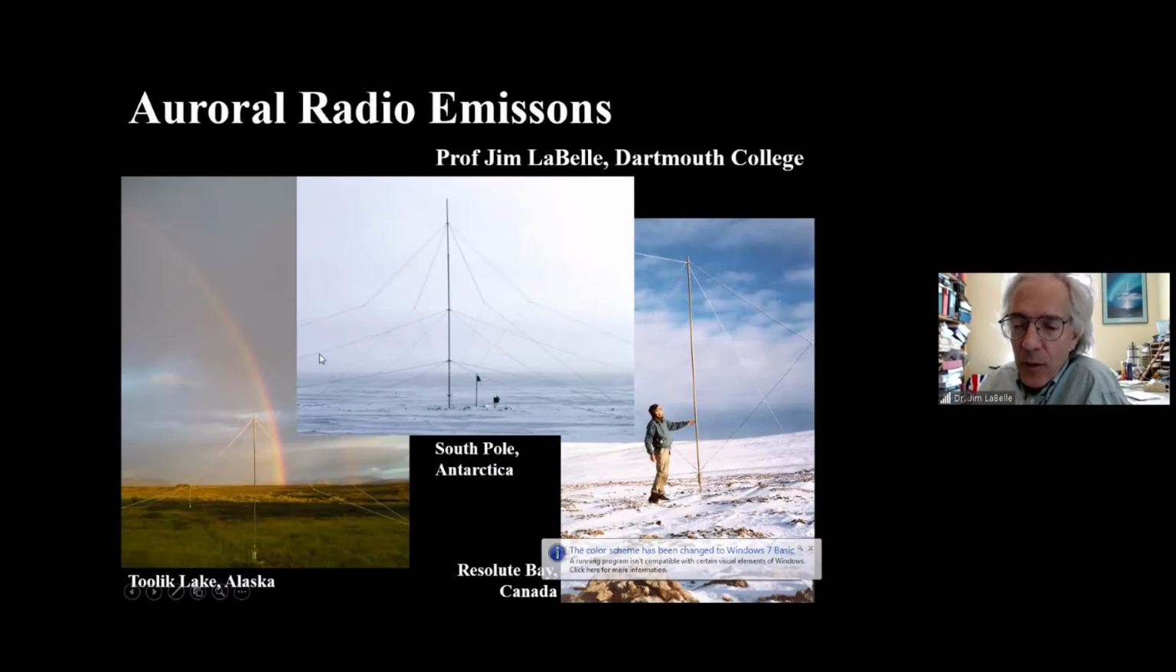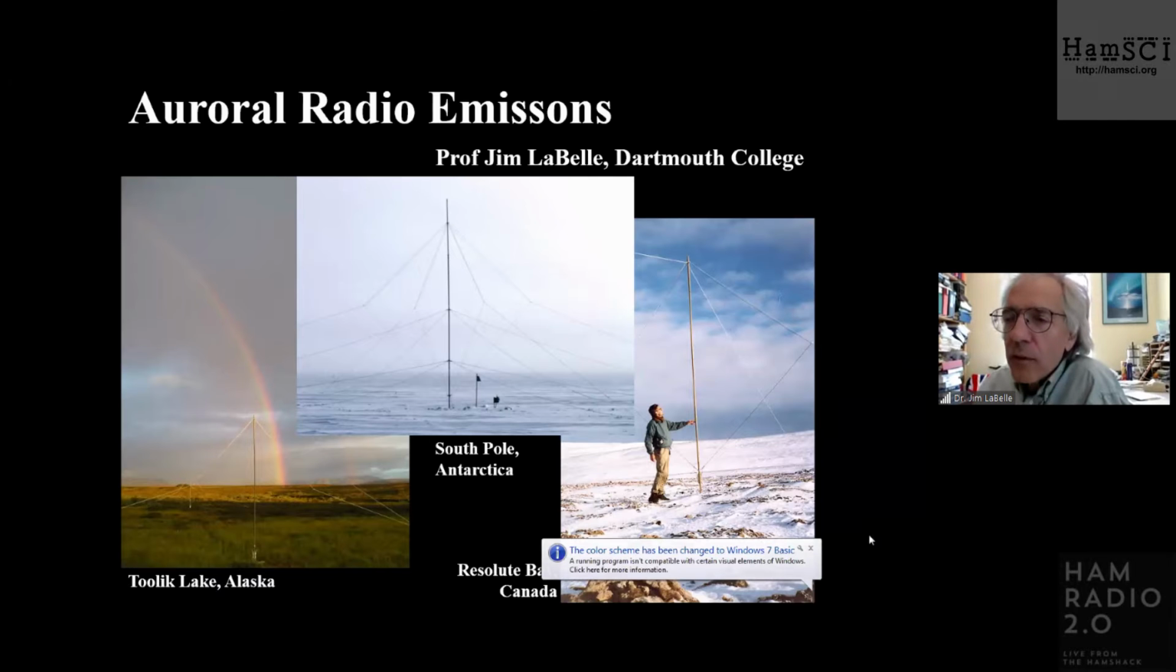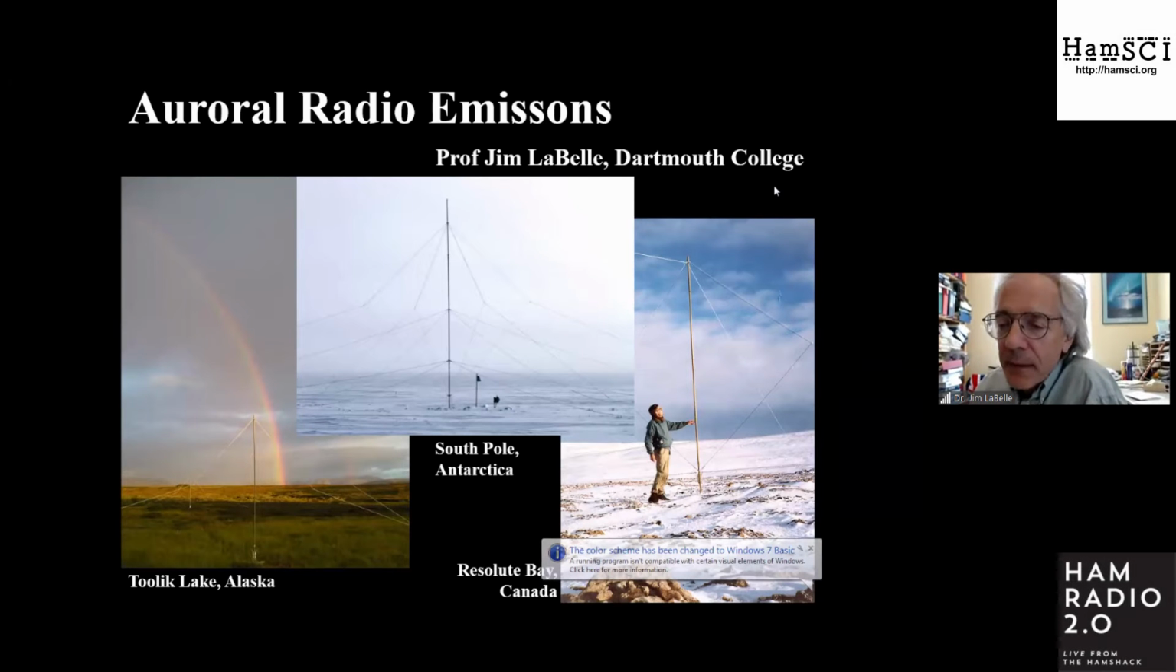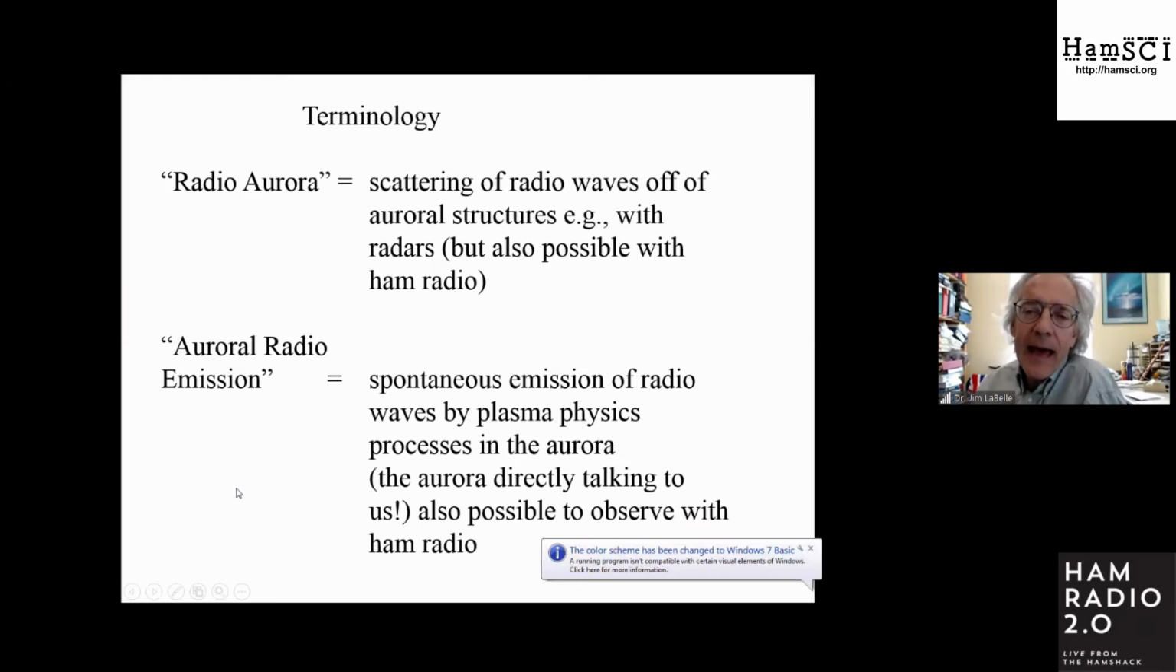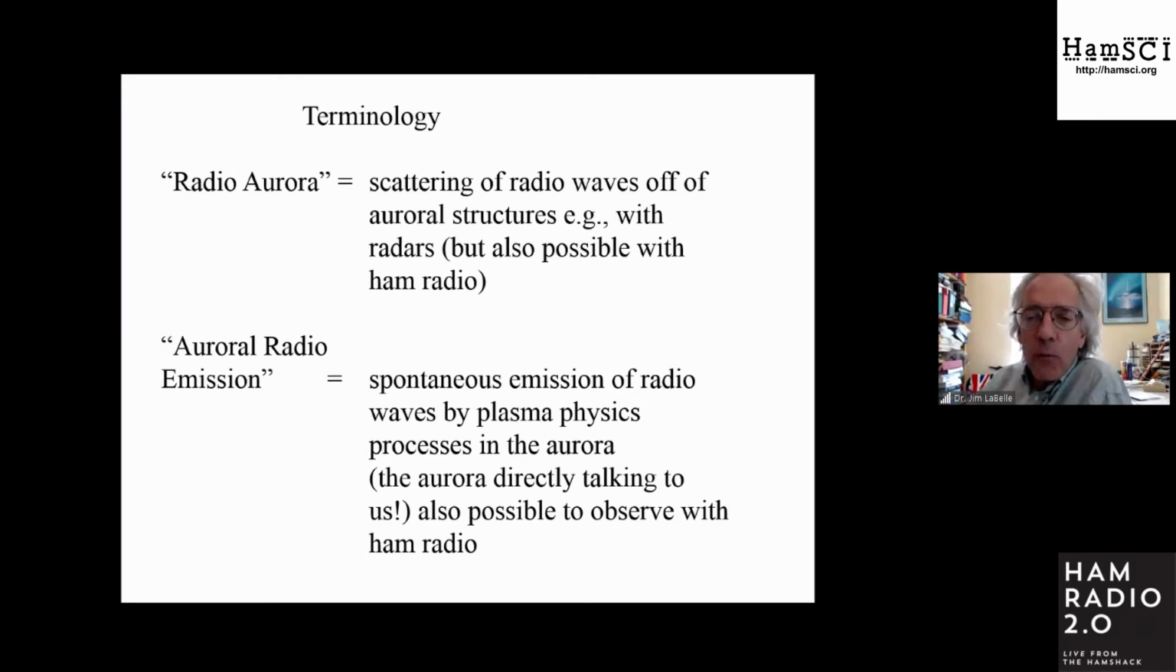All right, so what I wanted to do was start out by, I added a slide actually at the last minute after Dr. McDonald's talk, because I realized there's some confusion about radio aurora versus auroral radio emission. So radio aurora usually refers to the scattering of radio waves off of auroral structures, for example, with coherent backscatter radars, but also possible with ham radio.